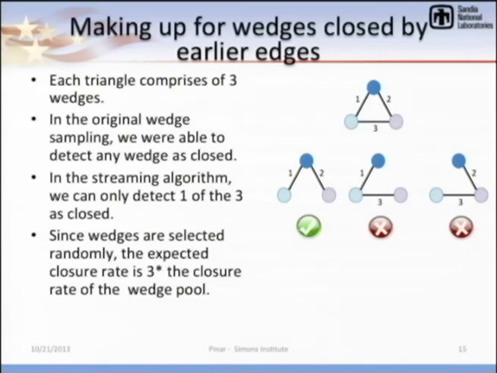So for each triangle, we can unbias this, because for each triangle, there'll be only one wedge that's future closed. That's closed by an edge that will arrive later. So the probability that I will pick that wedge among the 3 wedges is 1/3. And that's why I multiply the closed ratio by 3. And this is how you unbias for the streaming nature of the problem.